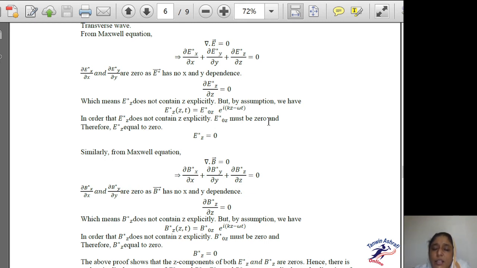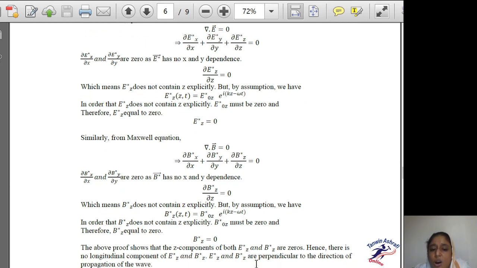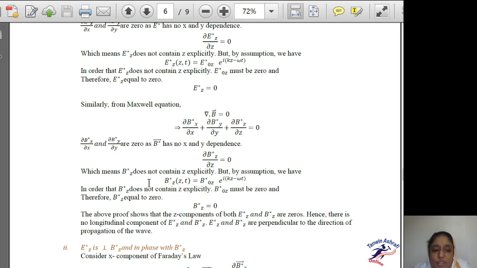In a similar manner, for the magnetic field, from the equation del dot B equal to 0, we have the same as for the electric field, and we will find nearly the same result. And this shows that Bz equal to 0 and Ez equal to 0 prove that the z components of E and B are 0. Hence, there is no longitudinal component of E or B, only components perpendicular to the direction of propagation.